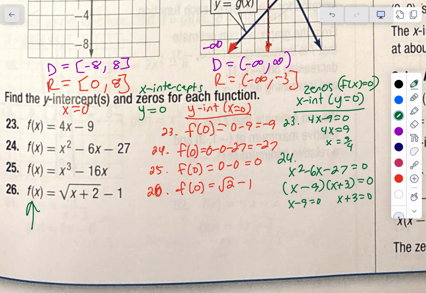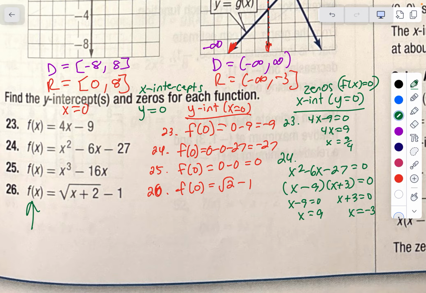Think how much more work 24's x-intercept was compared to 24's y-intercept. They're just mathematically very different. So we get x-intercepts or zeros at +9 and at -3.